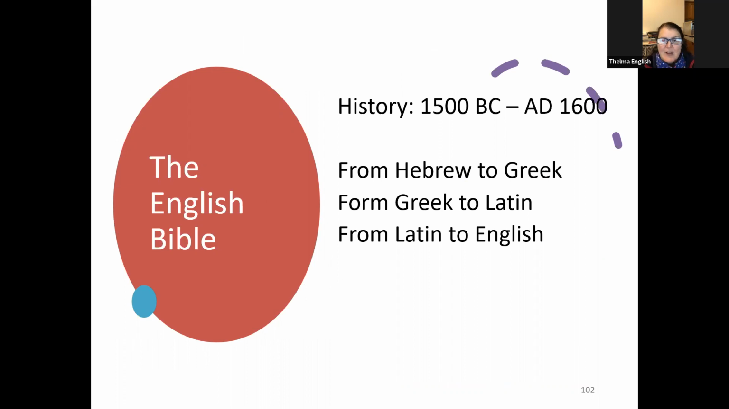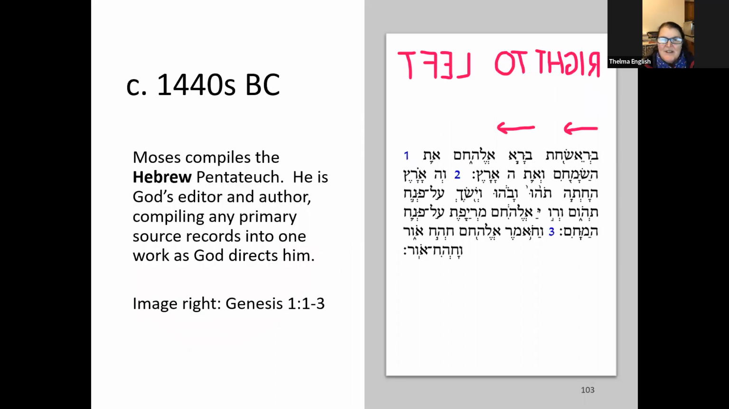The English Bible, I threw this in here because we have a little bit of extra time. And so we're going to do a little bit of an overview because the English Bible falls right in there with the Renaissance and Reformation, the history of the Bible from about 1500 BC to AD 1600 or 1611 with the King James Version. Because the history of the Bible goes from Hebrew. First, it's written in Hebrew, it goes to Greek, it goes from Greek to Latin, and then it goes from Latin to English. Amazing, really.